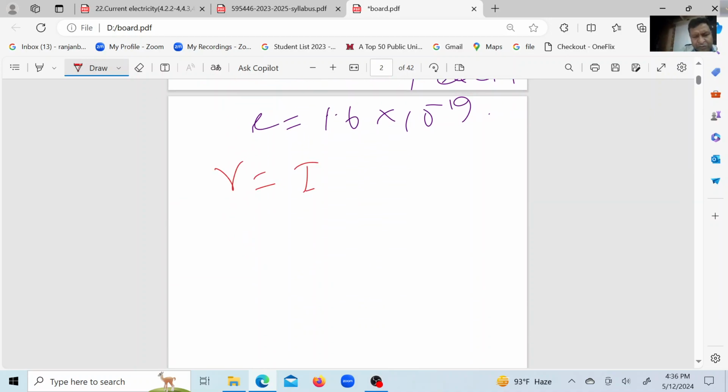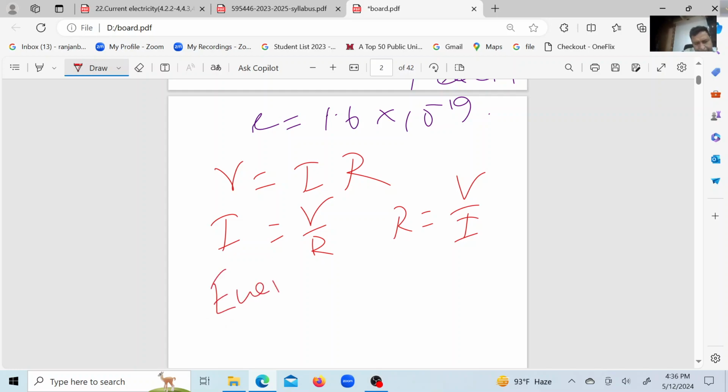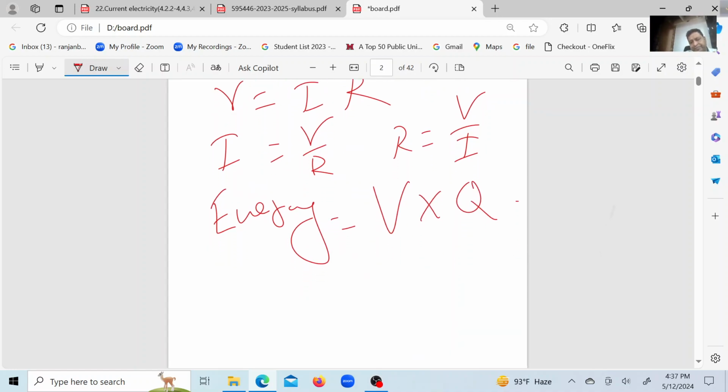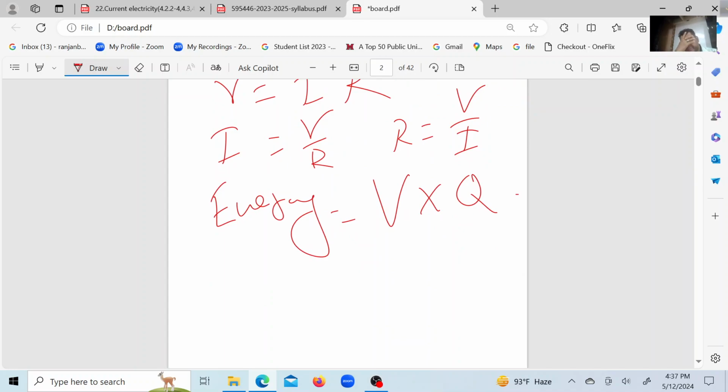Next one is V equals IR, clear? Or I equals V by R, or you can memorize R equals V by I. Now energy is equal to V into Q, or it is VIT.